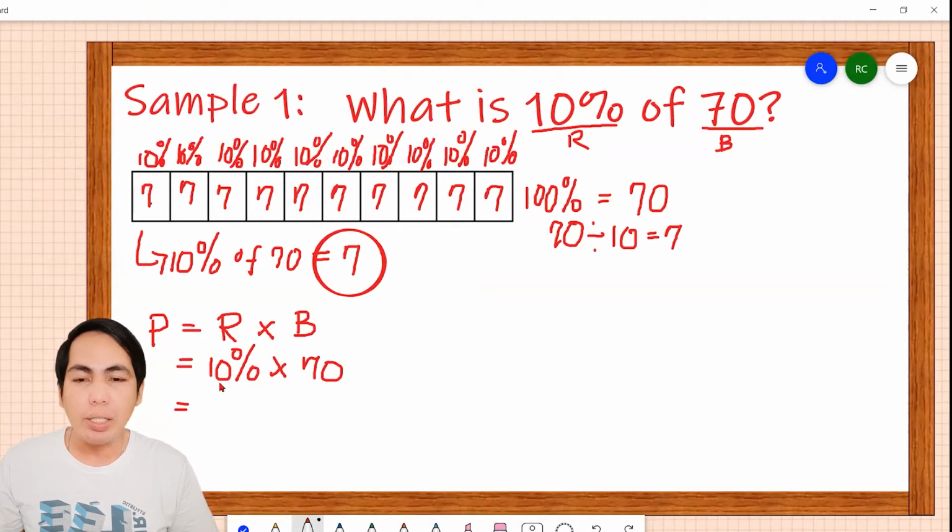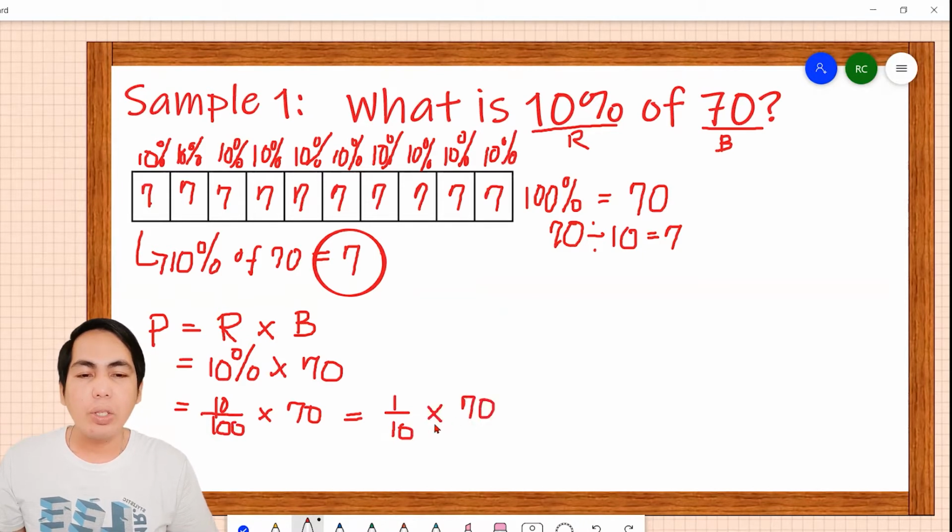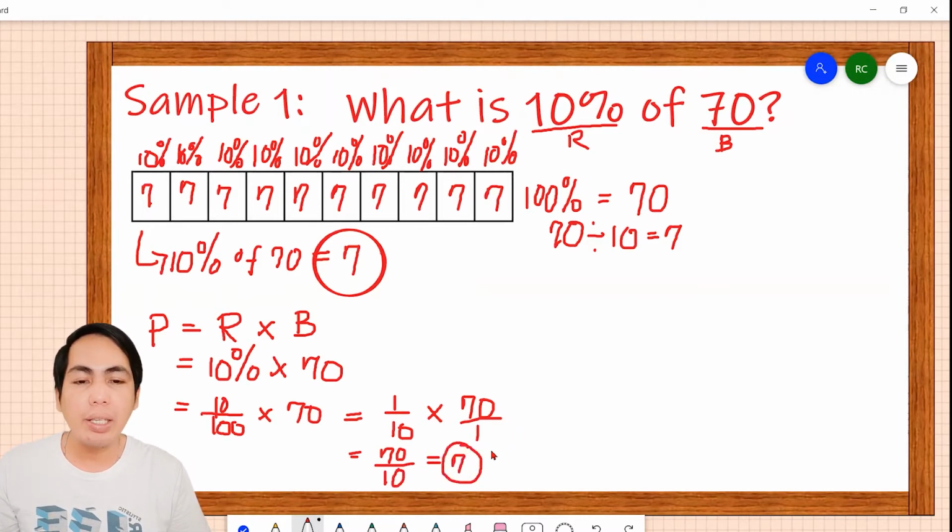If we change this into fraction form, the 10% is equivalent to 10 over 100 times 70. Since 10 over 100 is equivalent to 1 over 10 in lowest term, we can also multiply 1 over 10 times 70. So 1 times 70 is equal to 70. Then 10 times 1, since 70 is understood to have a denominator of 1, is equal to 10. So 70 over 10 is equivalent to 7. Therefore, our percentage is 7.